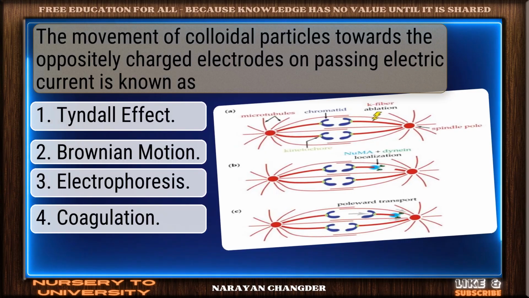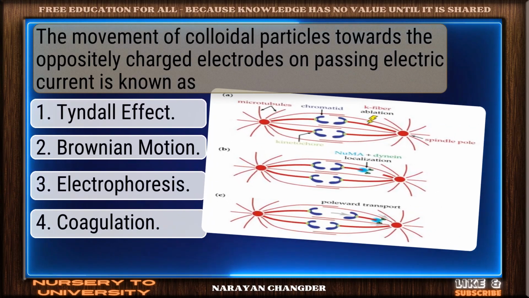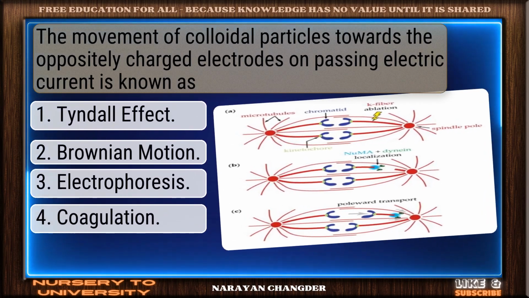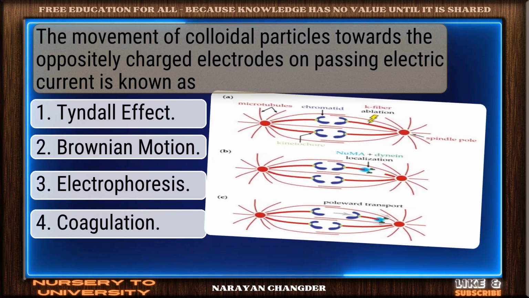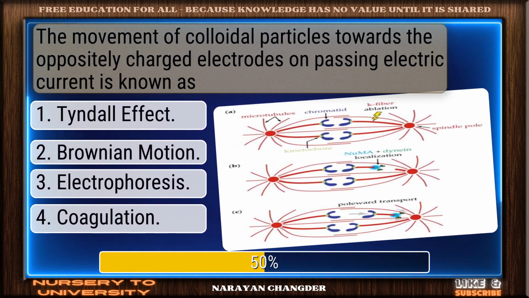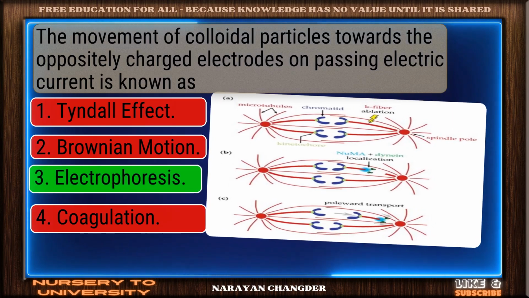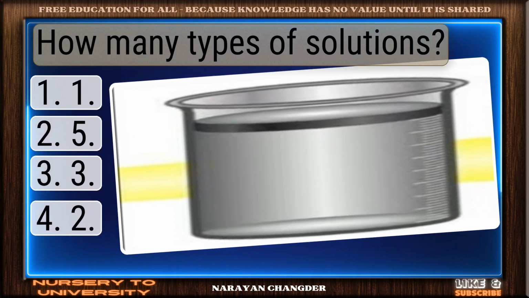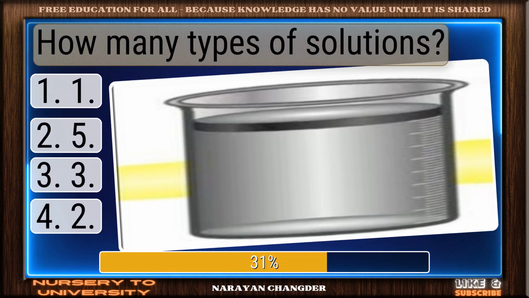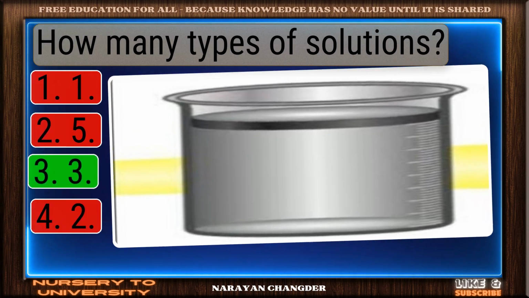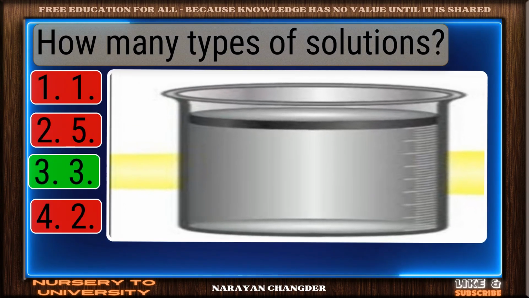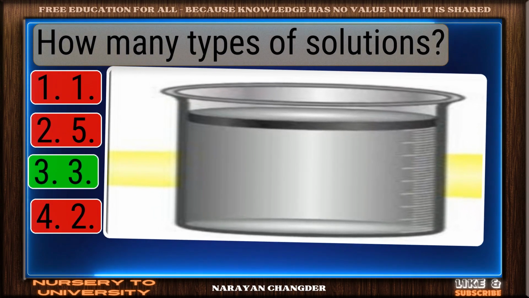The movement of colloidal particles towards the oppositely charged electrodes on passing electric current is known as. Bravo! Electrophoresis is the answer. How many types of solutions? Correct response. 3 is the most accurate answer.